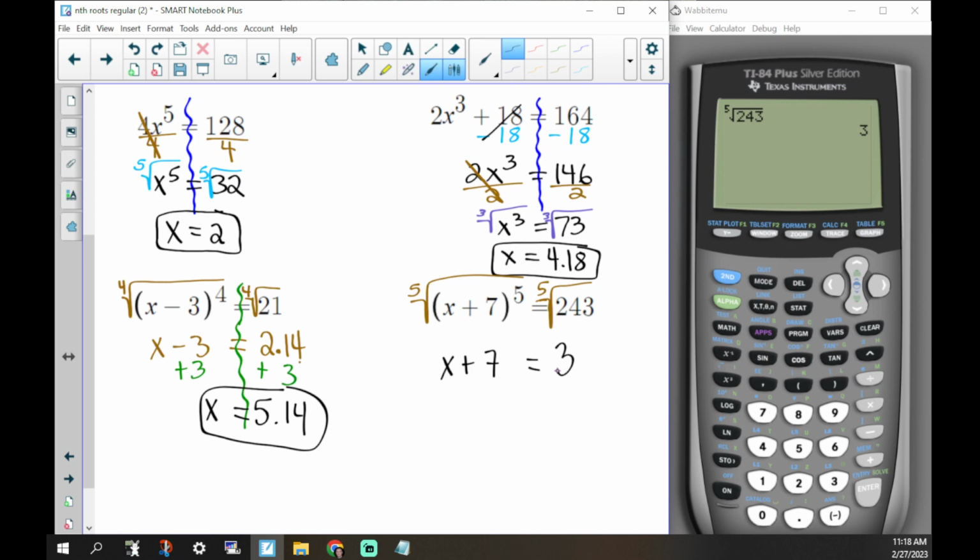Now we have x plus 7 equals 3. We can go back and minus 7 from each side. This will cancel out. We'll be left with x, and we're going to do 3 minus 7, which is negative 4.